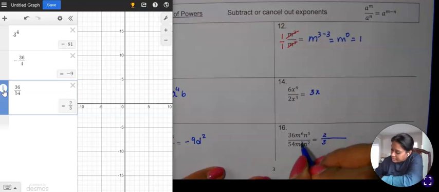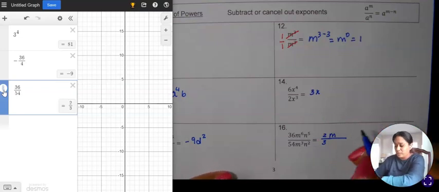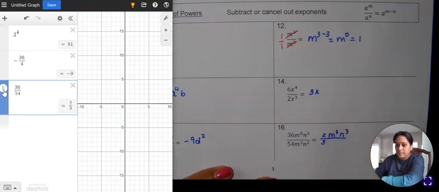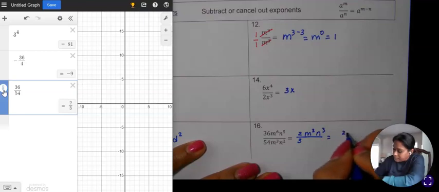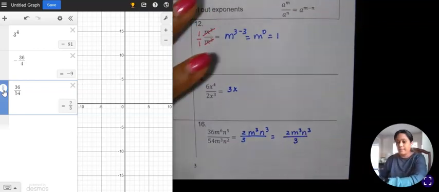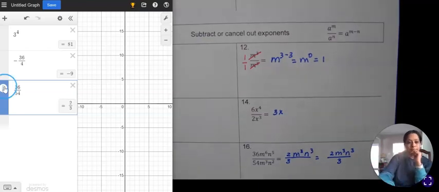And then 6 minus 3. That's 6 over 3, 6 minus 3, that is 3. And then 5 minus 2 is 3. I don't like how I wrote that. So a better way to write this would be 2m cubed n cubed over 3. That is the quotient rule. Subtract.